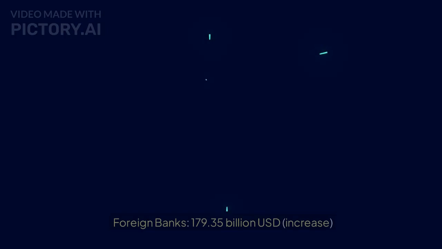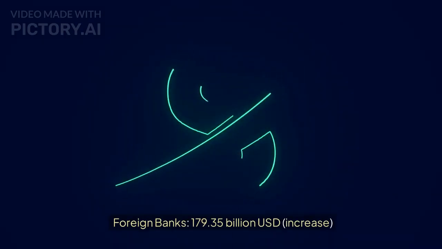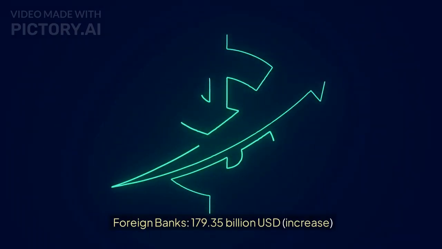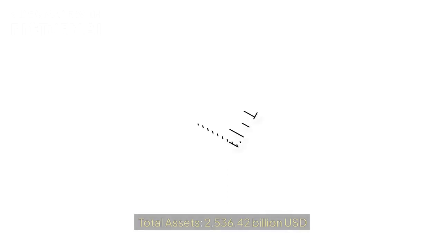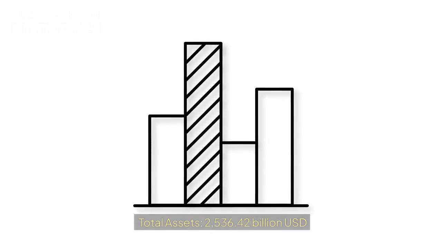Slight increase. Foreign banks, $179.35 billion United States dollars. Increase. Total assets, $2,536.42 billion United States dollars.